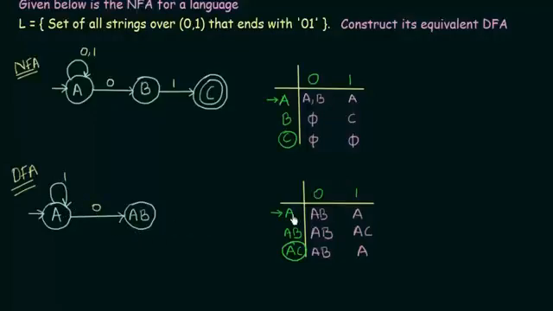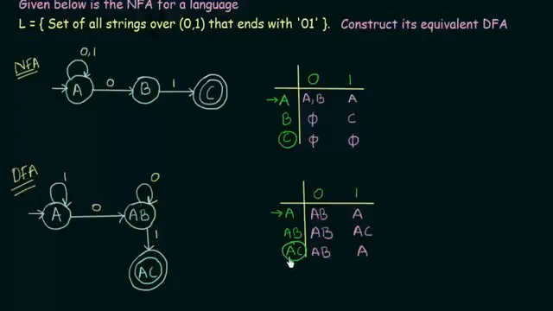Now we have completed A. Let's come to AB. AB on getting input 0 goes to AB itself. And AB on getting input 1 goes to AC. So we have another state here, AC, and let's remember that AC is the final state, so we put two circles around this AC. AB on getting input 1 goes to AC.